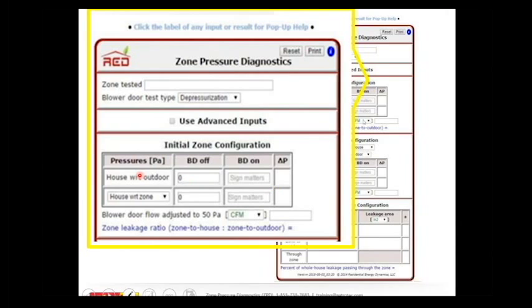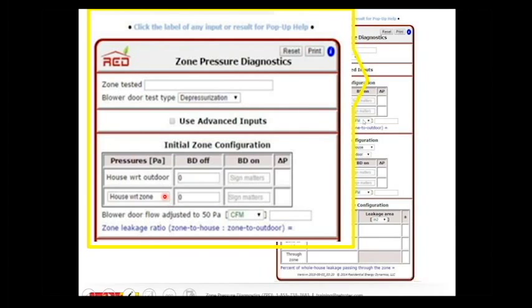So here is your house with reference to the outdoor. This is the house with reference to outdoor, and that's with the blower off. You'll just take that right from your gauge and put it in there. And this is the house with reference to the zone, you see that you have a drop down.